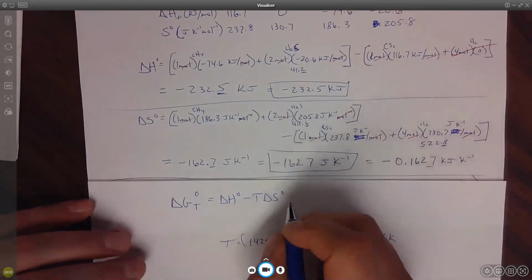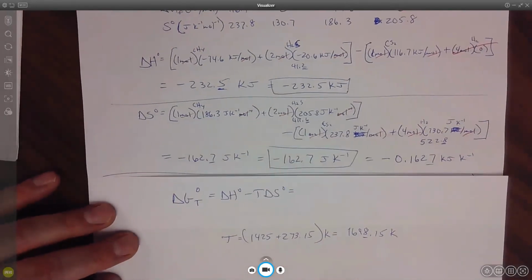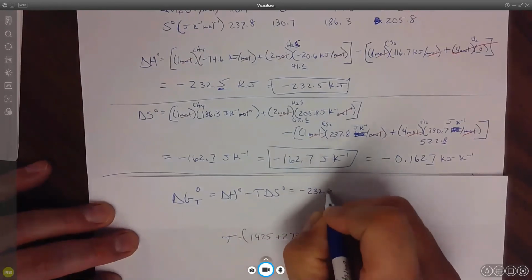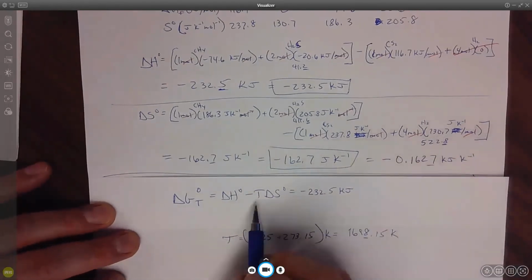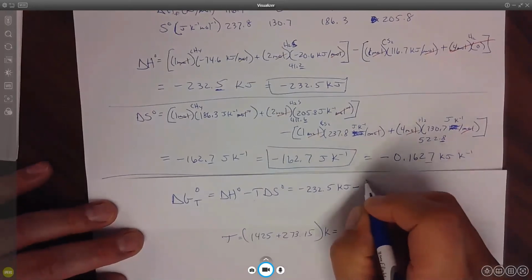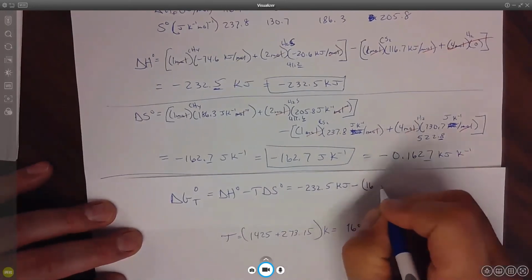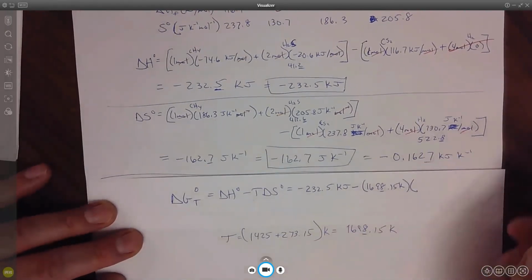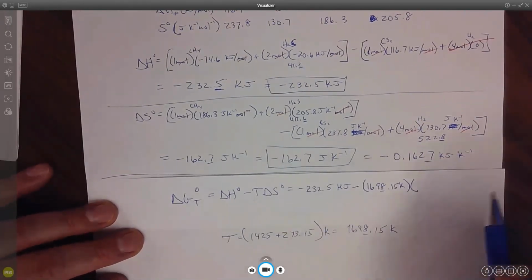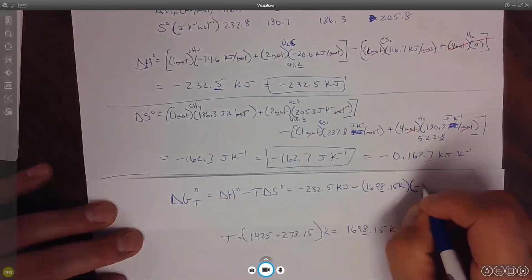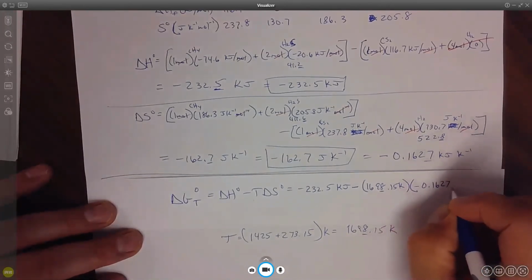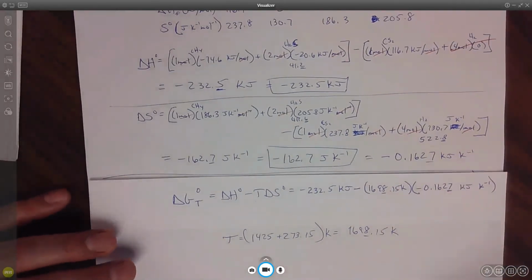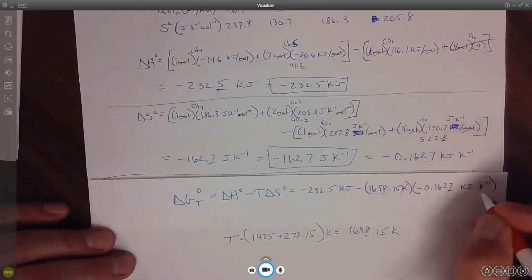Okay, so now I can plug this in. Again, we already calculated del H. It is negative 232.5 kilojoules. We're going to subtract from it 1,698.15 Kelvin. And then entropy, again, we're going to have to use it in kilojoules per Kelvin. So negative 0.1627 kilojoules per Kelvin. So our Kelvin and per Kelvin cancel.